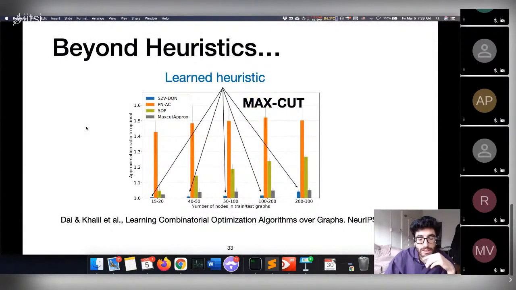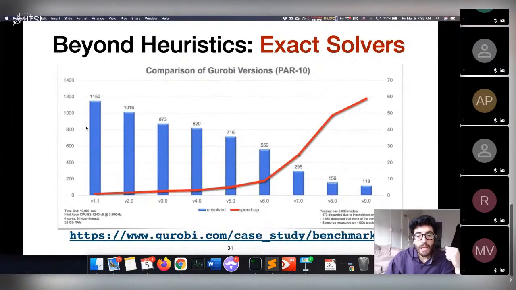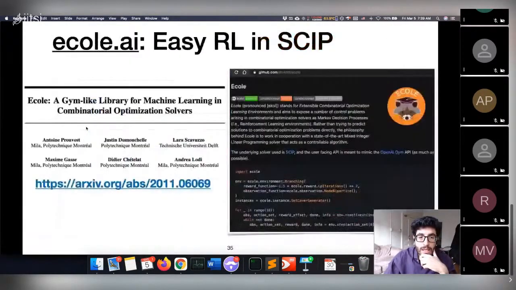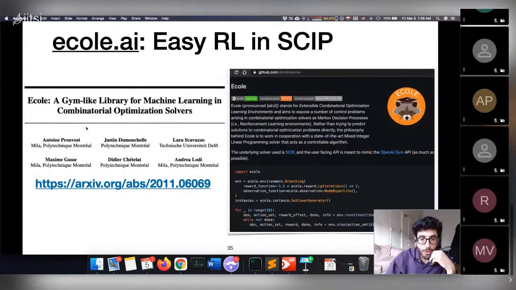And going beyond heuristics, if you're not satisfied with just a heuristic and you want optimal solutions, you have to go to exact solvers. This is a plot showing the speedups for one of the exact solvers, Gurobi. These are very widely used in industry, probably as much as standard heuristics. And I wanted to plug work by some colleagues of mine who have designed a reinforcement learning library that's like OpenAI Gym, but for learning within integer programming solvers, particularly the SCIP solver, which is an open source solver hosted in Berlin at ZIB. They have this out on GitHub, open source, very useful if you want to experiment with reinforcement learning for exact solvers for integer programming.